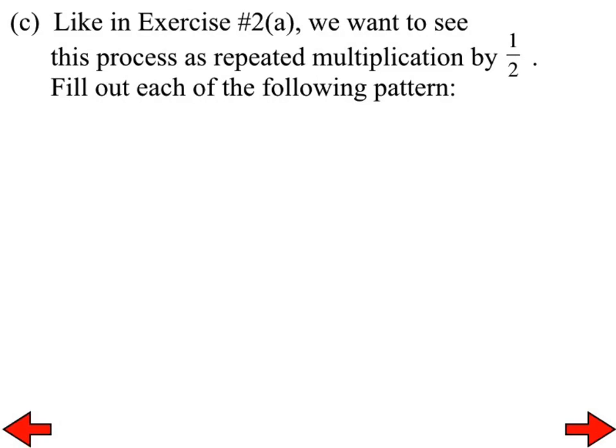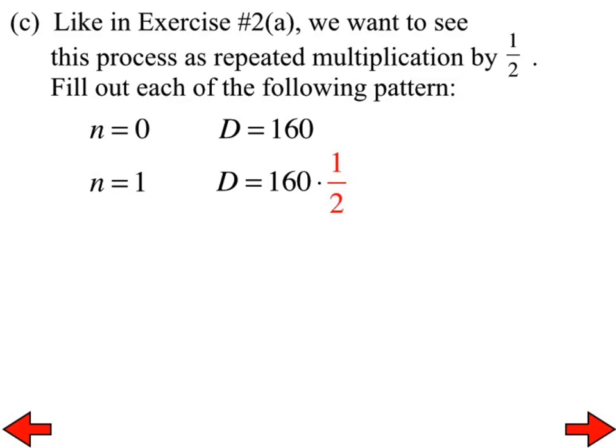Like in exercise 2A, we want to see this process by repeated multiplication by 1/2. So in other words, we're doing exactly the same thing we did in the very first problem, the rumor problem. So at 0 trips, Helmut was 160 feet from the lighthouse. And you should start filling in much like we did in the last one. The first trip, to find the distance, it's going to be the 160 times 1/2. And that's how we get the 80 feet.